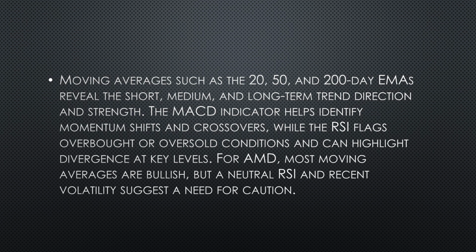EMAs give a quick visual: if the price is above, the trend is up. MACD helps spot the momentum. Is it building or fading? A crossover near a key level can signal a breakout or reversal. The RSI tells you if the move is overextended. Divergence is when the price makes a new high, but the RSI doesn't, and can warn of a reversal. For AMD, most moving averages are bullish, but the neutral RSI is something to look for as a sign of caution.